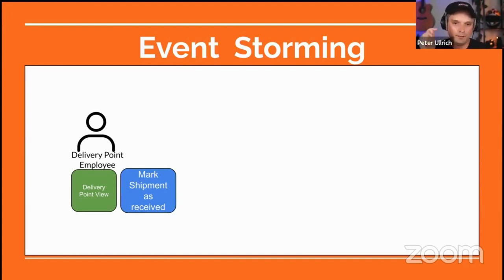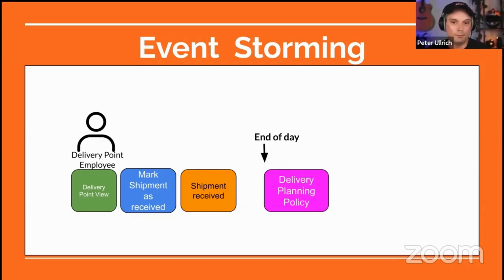And that is a command. That's a command, they push a button and say, this shipment is received. Now out of that command, we create an event, a domain event, which is called shipment received. And that is the point where we say, all right, now we can start planning our delivery. At the end of the day, we might have a policy like the delivery planning policy. That policy says at the end of the day, we schedule the packages for the next day. It might also be continuous, but I'm just saying at the end of the day, there's one time we have a script that runs and it plans the delivery for the next day.